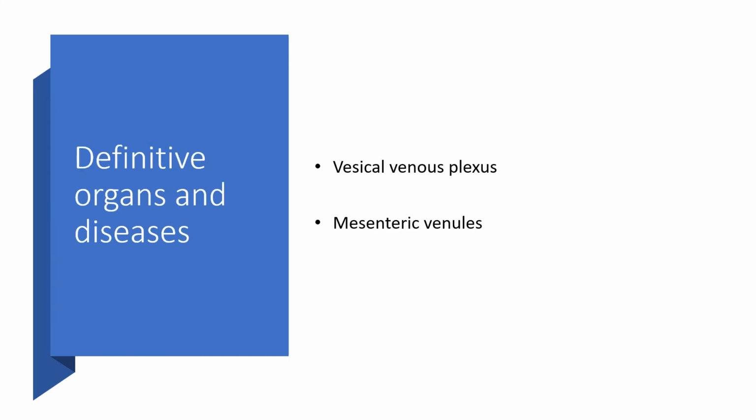I just want to quickly go over some things, like a quick recap. The definitive organs that will be affected will determine the specific disease. If the final destination is the vesical venous plexus, then we'll be dealing with genitourinary tract trouble, as found in Schistosoma haematobium. If the final destination is the mesenteric veins, then we'll be dealing with gastrointestinal tract issues, and some other organs will also be involved.